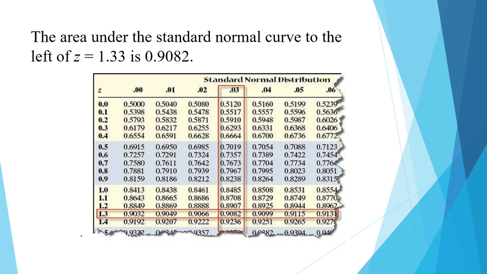Let's learn how to use the z-table. The area under the normal standard curve to the left of z equals 1.33 is 0.9082. Let's figure out how to use the table.